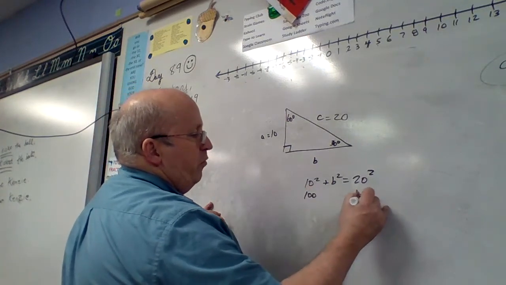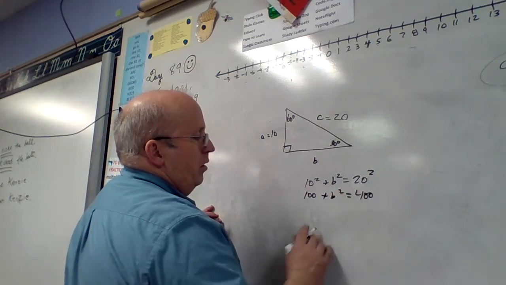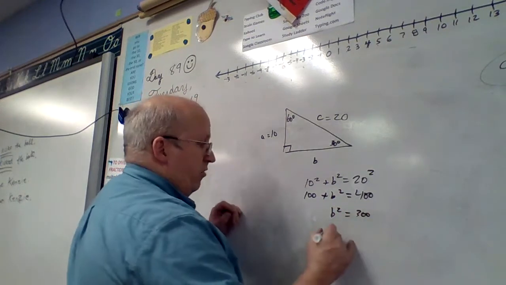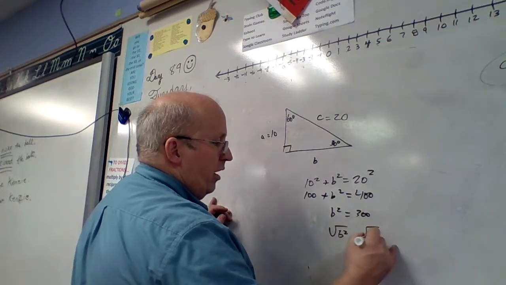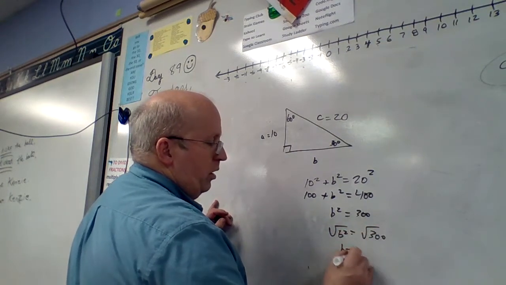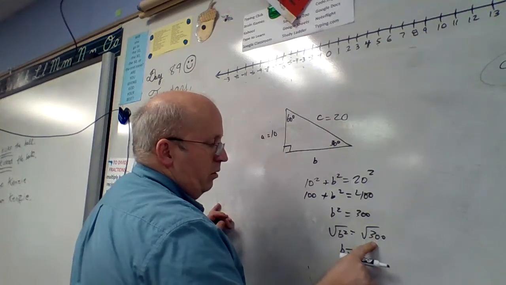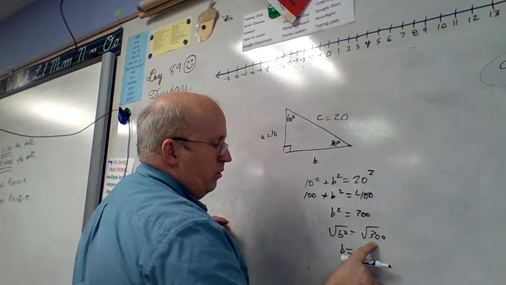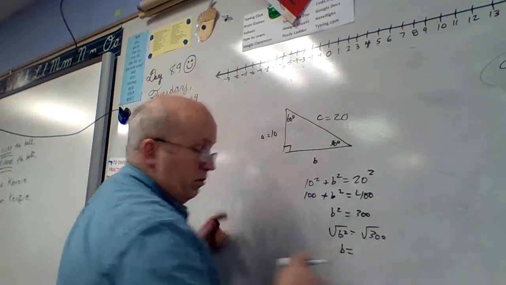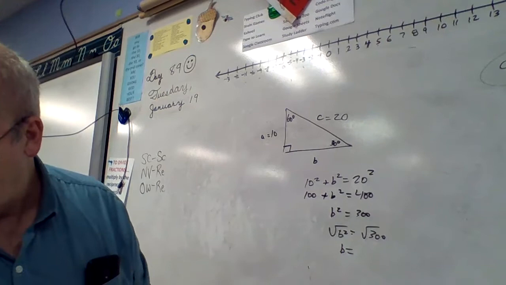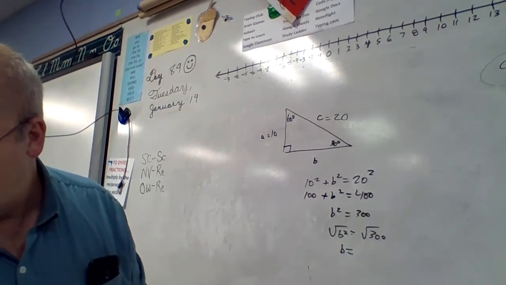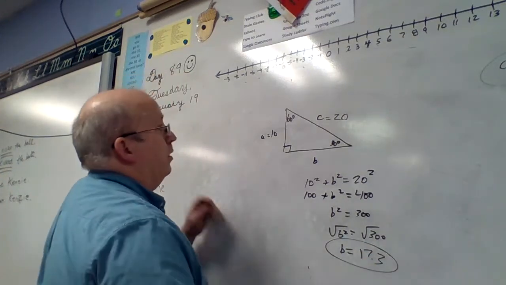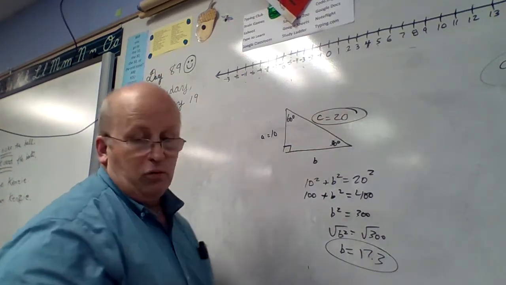This would be 100 plus B squared equals 400. Let's subtract 100 from both sides. B squared is 300. Let's take the square root of both sides. Using a calculator, we get a B value of, what does that equal? Well, it's smaller than 20, but it's bigger than 15. 16 would be 250. I don't know. Calculator time. That one I can't figure out in my head. I get 17.3. So B would be 17.3, and C in this case would be 20.